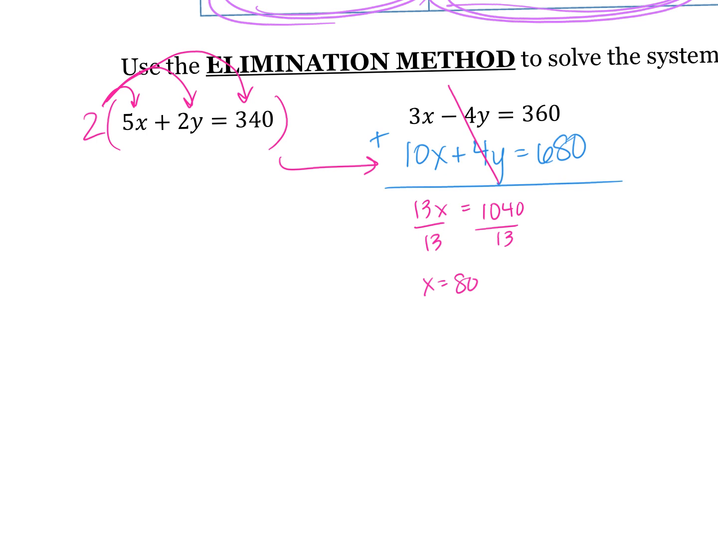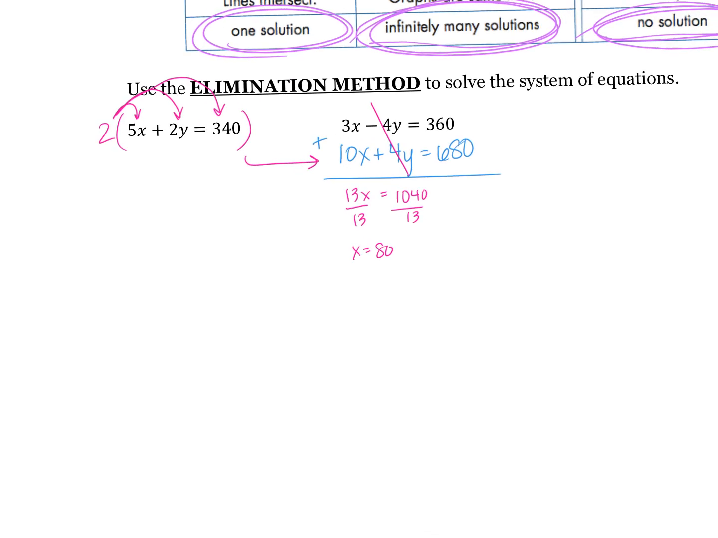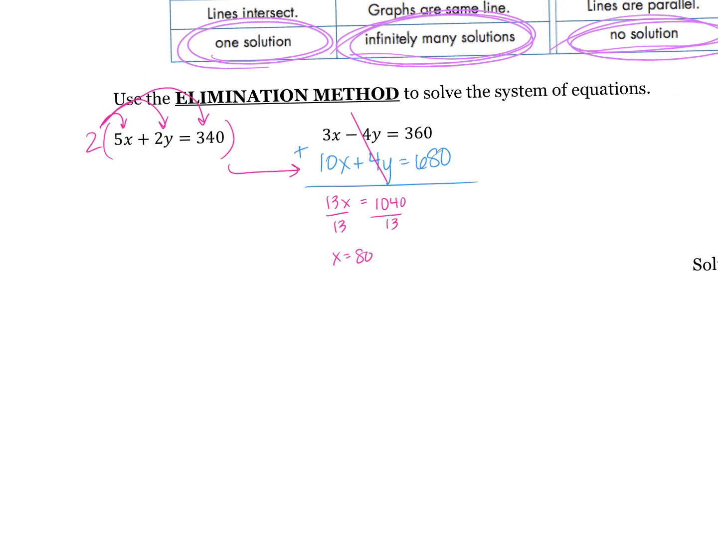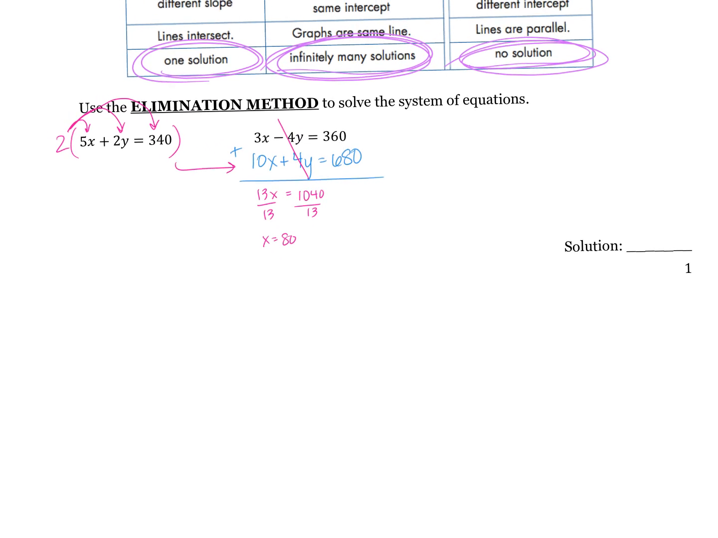Okay. Question. What is my point of intersection? What is my solution? You know it, so add my solution thing. I'm going to say x comma y, 80, negative 30. That's my solution.